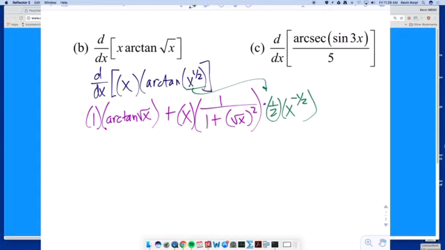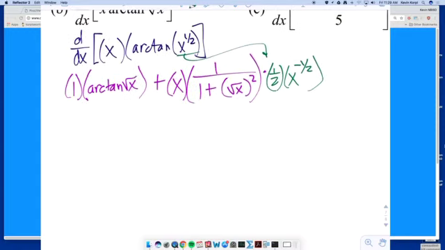Calculus lines never last more than one line. Now it's just about cleaning it up and putting it in a more user-friendly format. You can combine x's here. You've got x to the first in the front times x to the negative 1/2 in the back. And remember, when you're multiplying and the bases are the same, you add the exponents. So what is 1 minus 1/2? 1/2. So you're left with x to the 1/2.